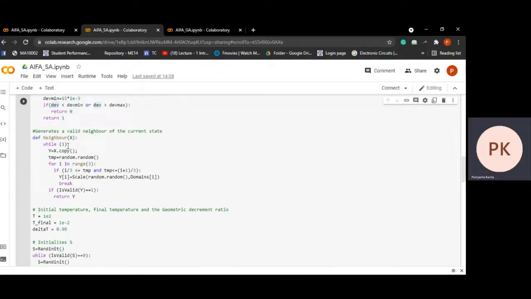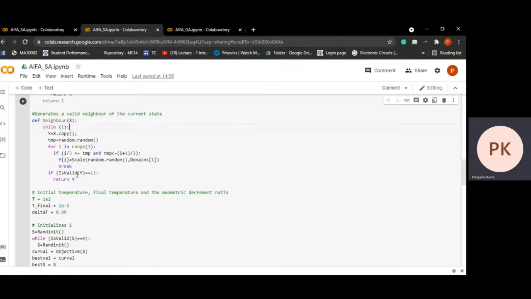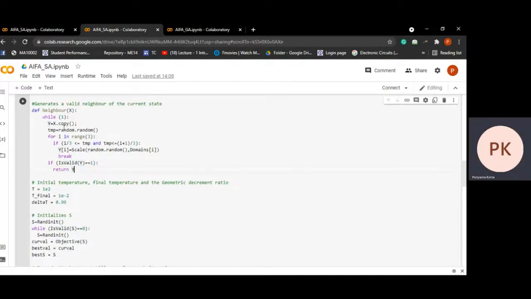Then we have the neighbor function. In this neighbor function, we take one of the variables randomly and we change its value, keeping the other values constant. So that is how we generate a random neighbor of a particular state. Here we also check if the new neighbor generated is valid. We will continue this loop till we obtain a valid neighbor.